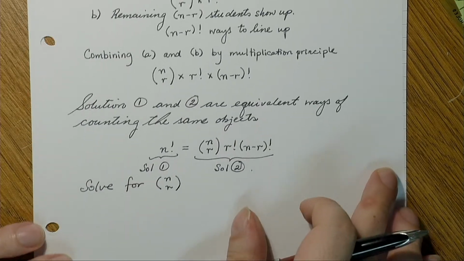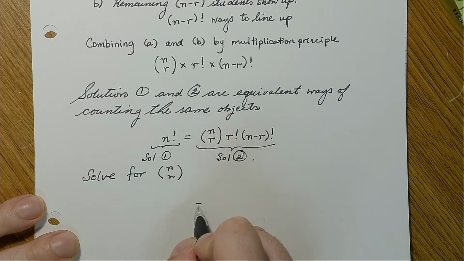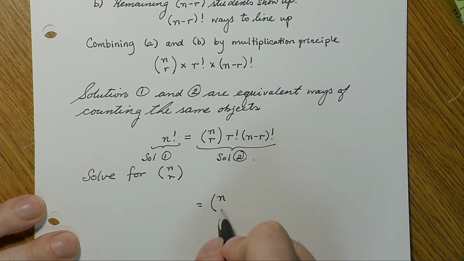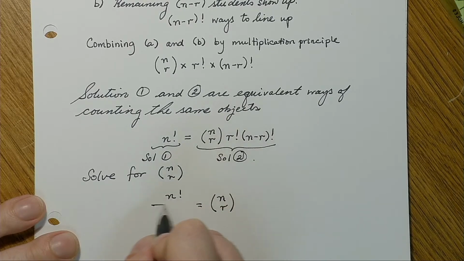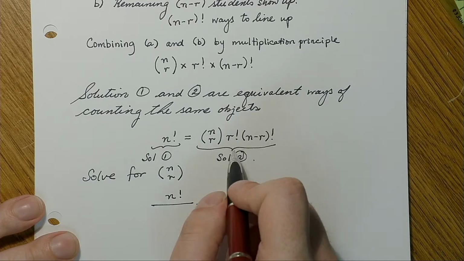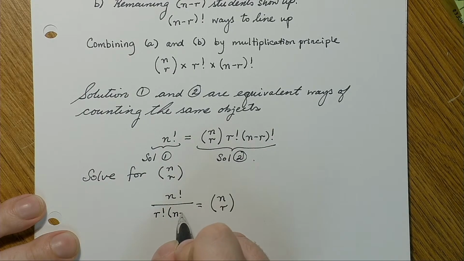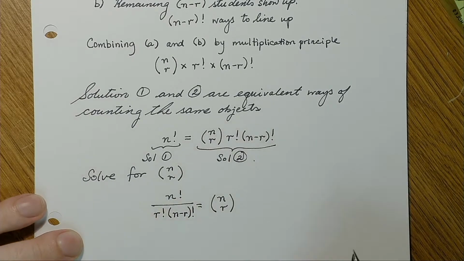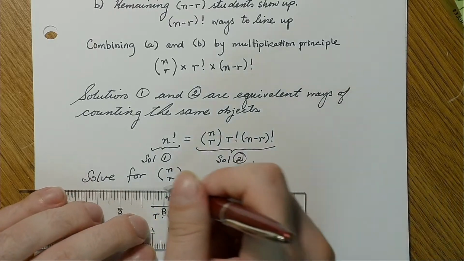So solving for n choose r, what I can do is I got n choose r equal to n factorial over, bringing the r factorial and the n minus r factorial over to the left-hand side, goes down into the denominator, so that I'm left with r factorial times n minus r factorial. And there is our formula.